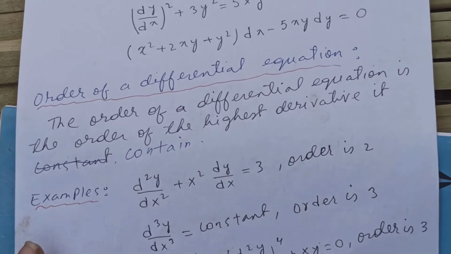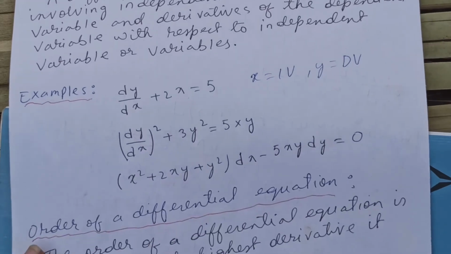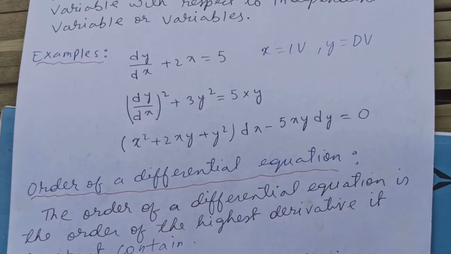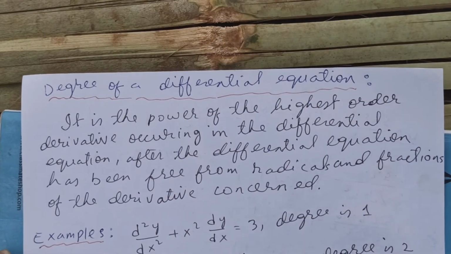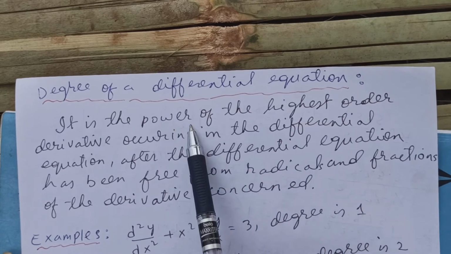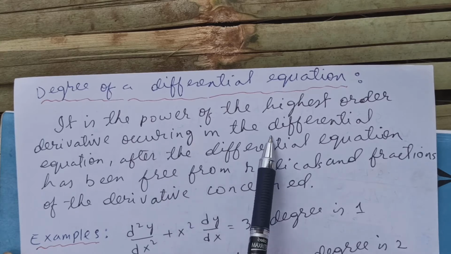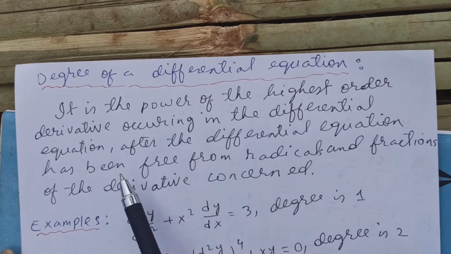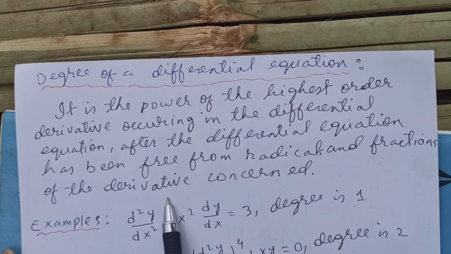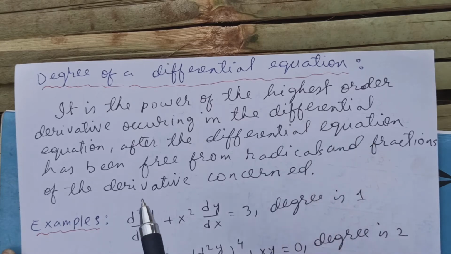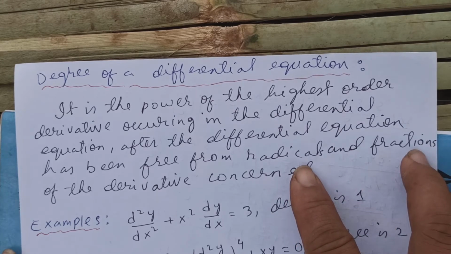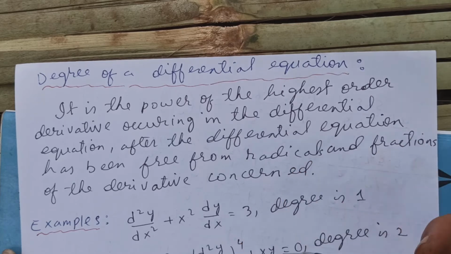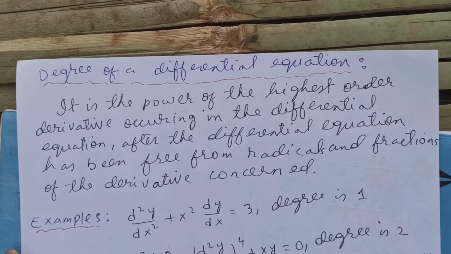Now since we already know the definition of a differential equation and its order, there's another one, the degree of a differential equation. The degree is the power of the highest order derivative occurring in the differential equation after the equation has been freed from radicals and fractions of the derivatives concerned. Meaning, if we have radicals like square root or cube root, and fractions, after removing them, we take the power of the highest order derivative.